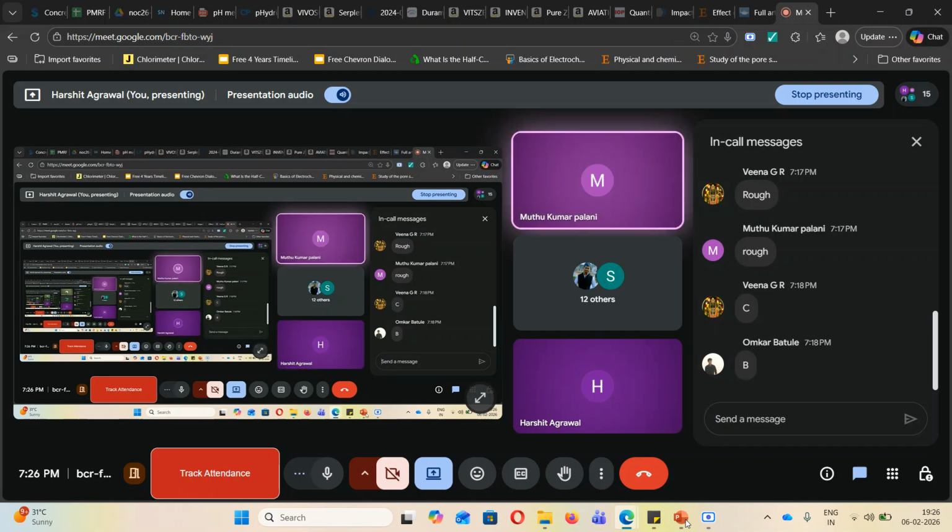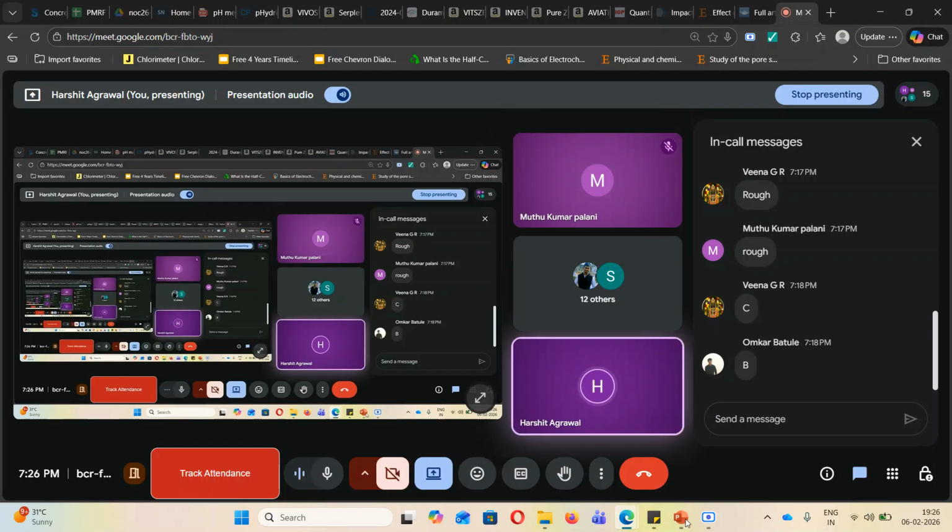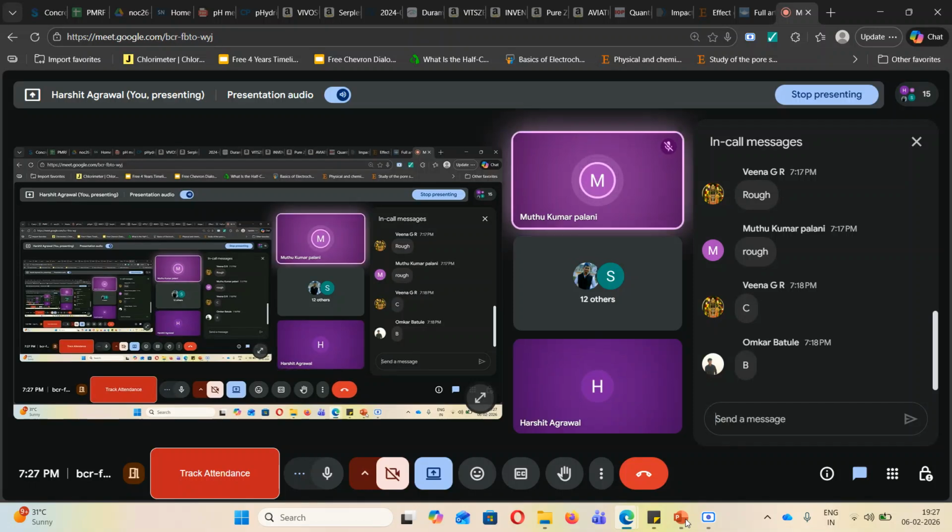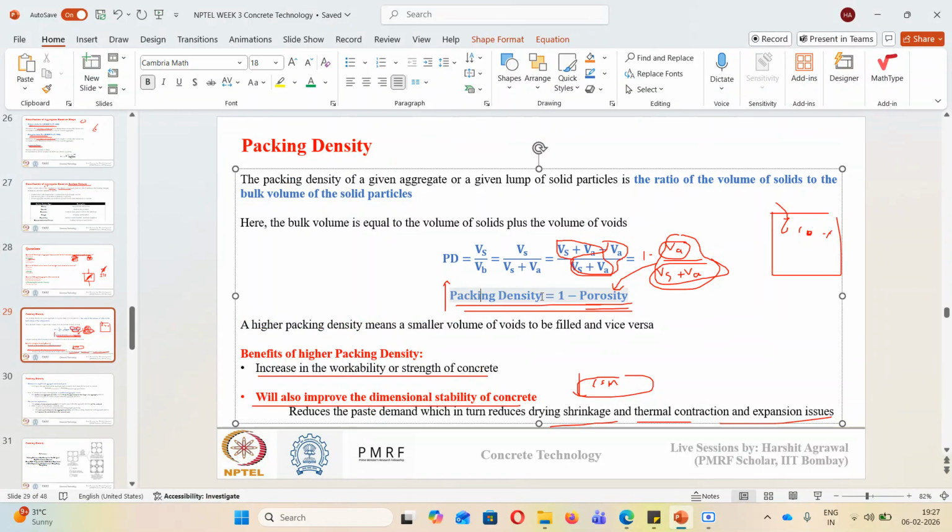So how do you find out the porosity? We know the total volume of container, suppose it is 1 liter, and we know the total volume of aggregates that we have added, so the remaining volume is the porosity. That's why we derived this equation here: Va upon Vs plus Va. So Vs plus Va is the total volume of my container. In this container, the entire volume is occupied either by aggregate or by air void. So the percentage of volume occupied by the air voids, that is the porosity of the system.